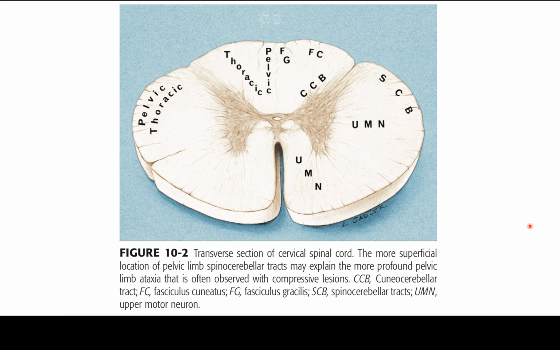Figure 10-2. The pelvic limbs are further removed from the center of gravity, which is just caudal to the thoracic limbs. More UMN pathways terminate in the cervical intumescence than in the lumbosacral intumescence. Occasionally, a cervical spinal cord lesion causes more obvious clinical signs in the thoracic limbs.